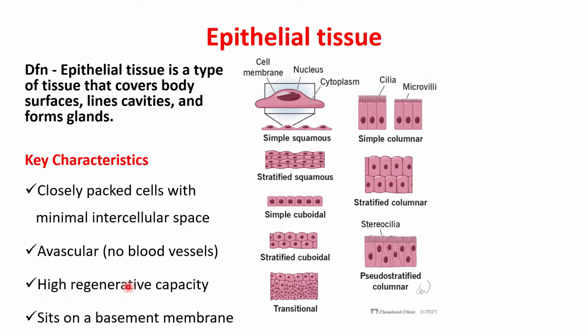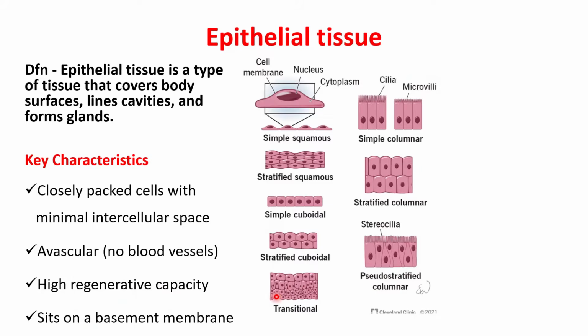Then they have high regenerative capacity. That means they are able to undergo the process of mitosis very fast. So they are highly regenerative, and they contain the basal cells for regeneration. Then they sit on a basement membrane. Each and every epithelium that you see here is actually seated on a basement membrane.